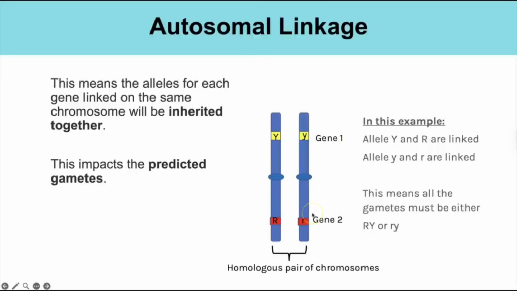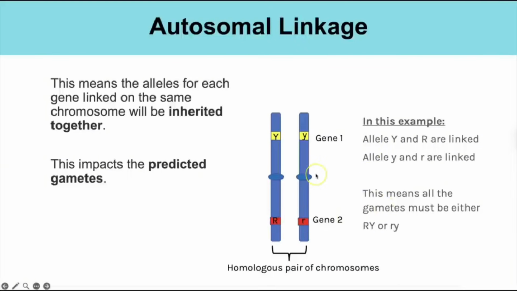They're still heterozygous for both genes, but we can see this chromosome has the dominant R and the dominant Y. This chromosome of the pair has the recessive R and the recessive Y. And that means after meiosis, you will have gametes that are capital R, capital Y, because this chromosome will be going into one gamete, this one will be going into the other.